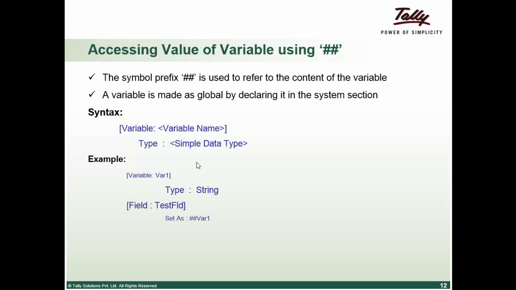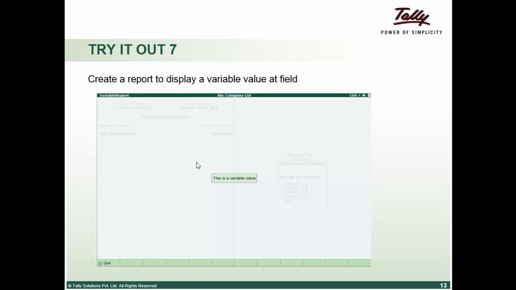Now, accessing the value of a variable using double hash. For variables, again, we have a very detailed chapter. A variable is nothing but a container of data, which can be placed anywhere and called anywhere. So to identify that it is a value stored in a variable, it is double hash. You can just try it out.